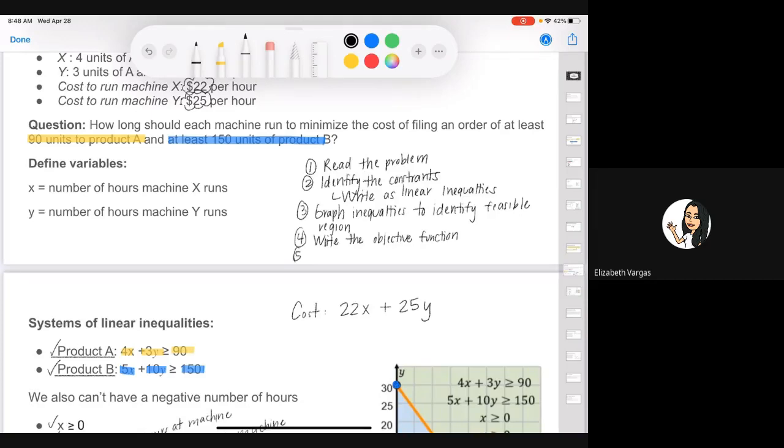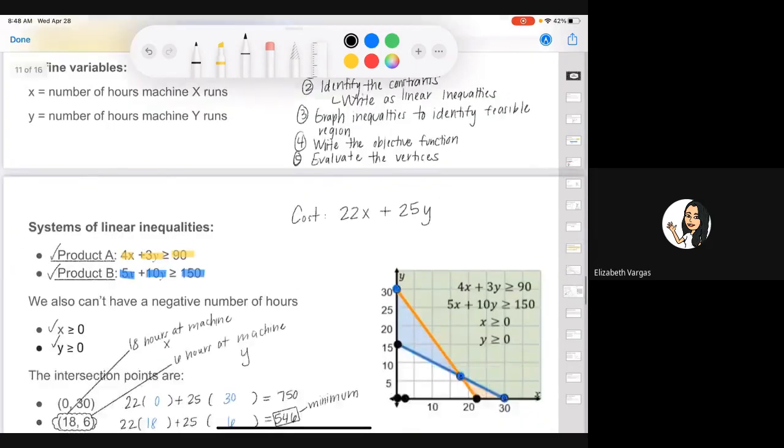You want to write the objective function, or sometimes it's given to you. And then evaluate the vertices. So basically plug the vertices into the objective function and see which one would represent your maximum and which one would represent your minimum. And depending on what the question is asking, for example, this question is asking us to find the minimum, then that will help you solve your problem. So evaluate the vertices. So those are the steps to solving a linear programming equation.